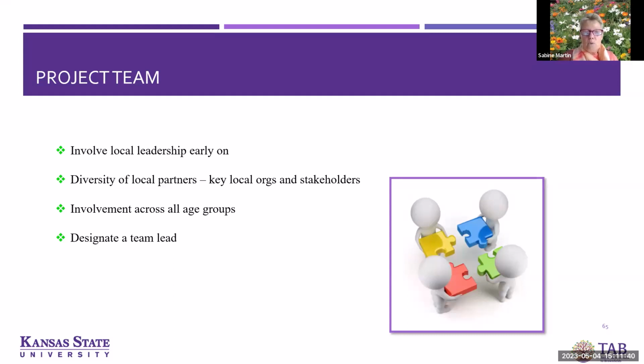Diversity of local partners. You want to involve key local organizations and stakeholders in your project team. If you're working on a regional basis, replace local here with regional. So regional organizations and stakeholders, regional partners. Involvement across all age groups. If I have a project team that has only people above the age of 50 on it, I have a lot of experience there, but I might miss out on some creative thinking potentially. So that's where different viewpoints and different aspects of thinking about tackling a project come in.